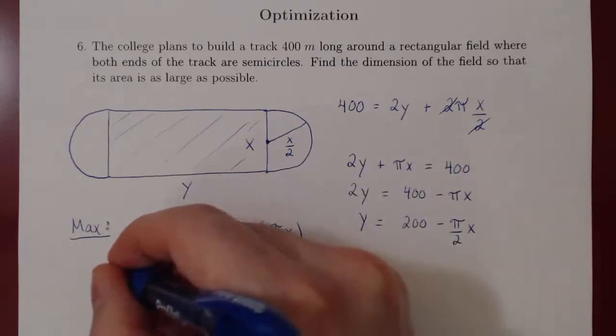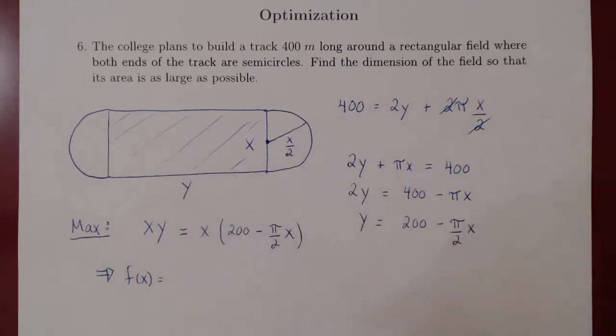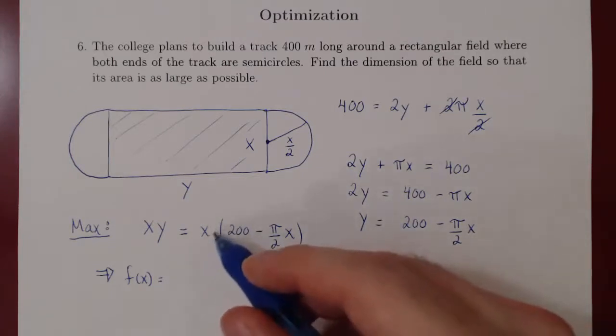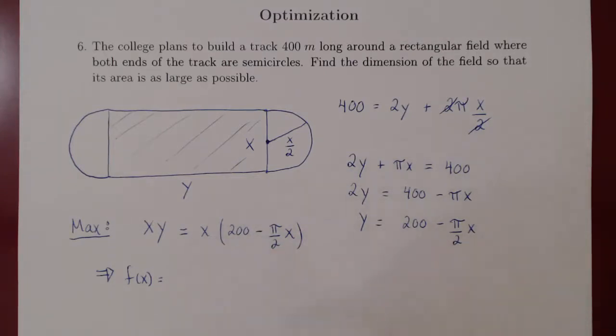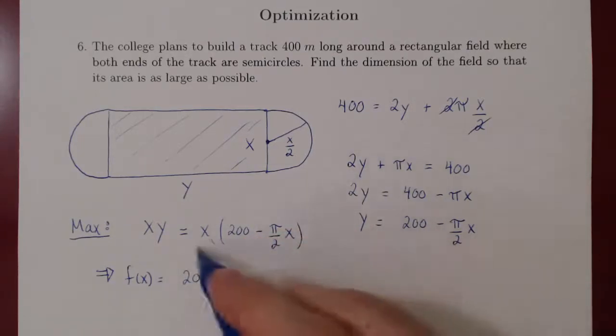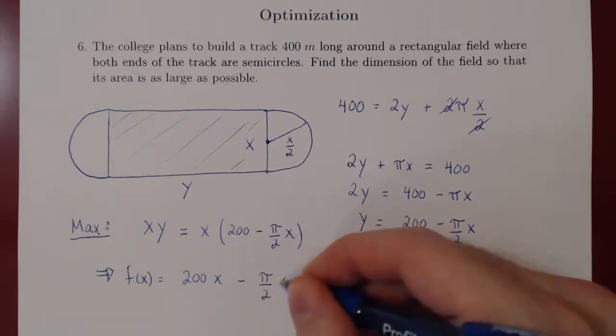So here we'll call this f of x. And since we're going to look for critical points, I will actually multiply this x out so as to avoid an unnecessary product rule. So I'll get 200x minus x times pi over 2 x, which is pi over 2 x squared.